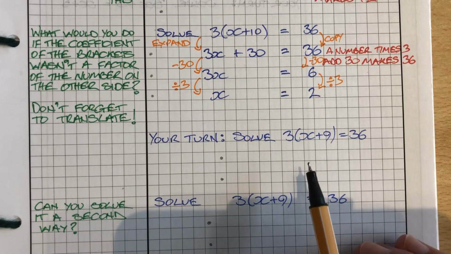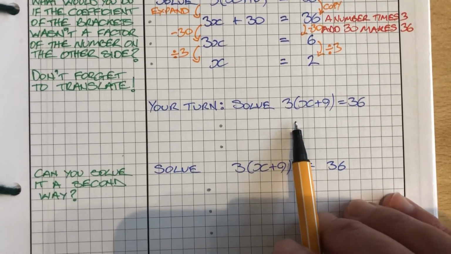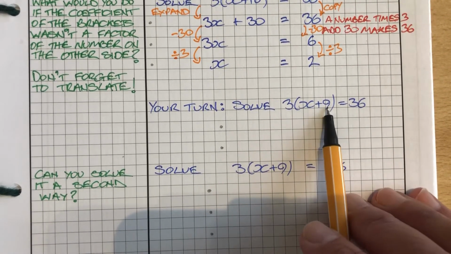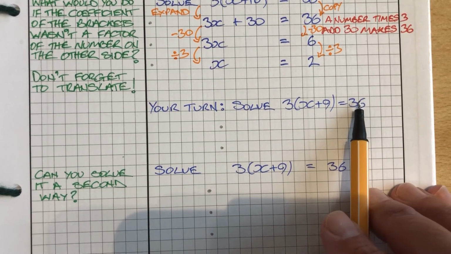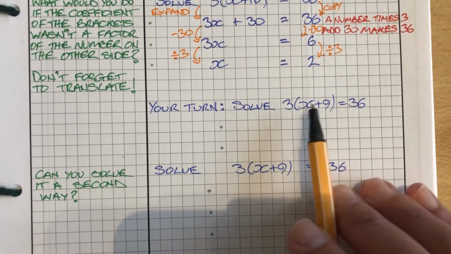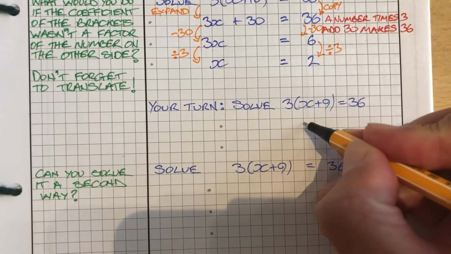Right, so here we go. What does this question say? It says, there's a number that when I add 9 to it and then multiply by 3, I get 36. So the last thing that happened was times by 3. That's what I get rid of.